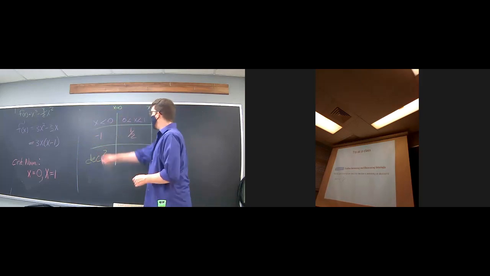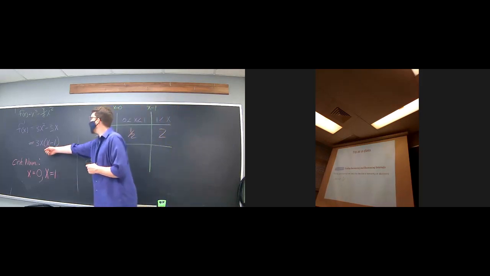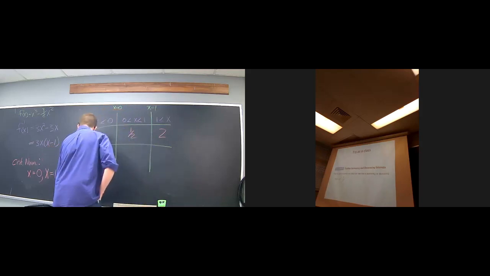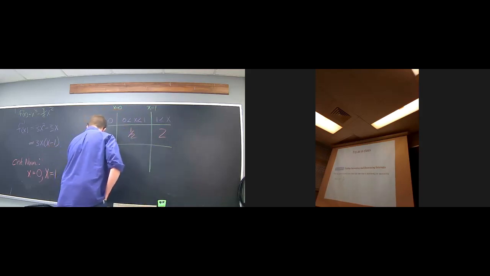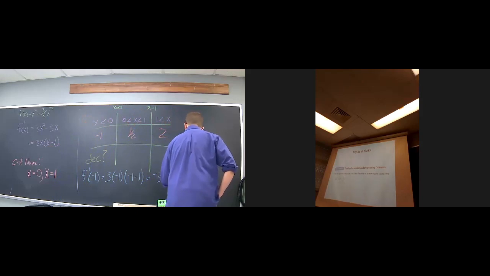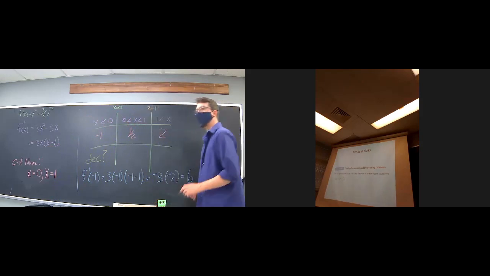So let's check it. Let's use a test number, -1. Throw that test value into the derivative. This is going to come out to be -3 times -2, or 6, right? So it's going to be increasing according to our test, right? Yeah.